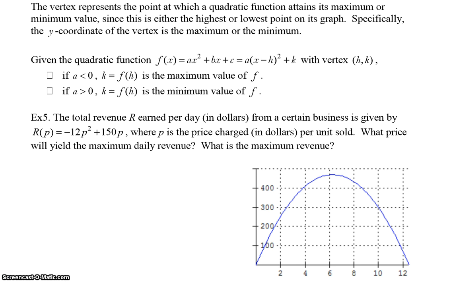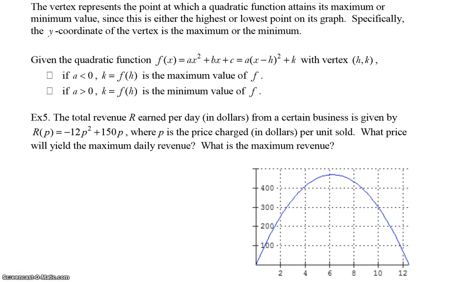And specifically, it's the y-coordinate of the vertex that represents the maximum or the minimum value. This is summarized with the following result. Given the quadratic function f of x equals ax squared plus bx plus c, which in standard form would be written a(x minus h) squared plus k, where the vertex would have the form (h, k). First of all, if the value of a is negative, the parabola opens down. Therefore, the vertex is the highest point on the parabola, and the y-coordinate of the vertex, which is k, would be the maximum value of the function.